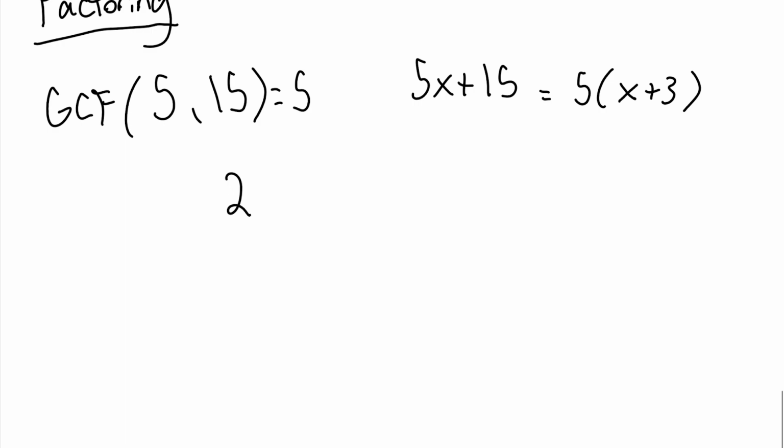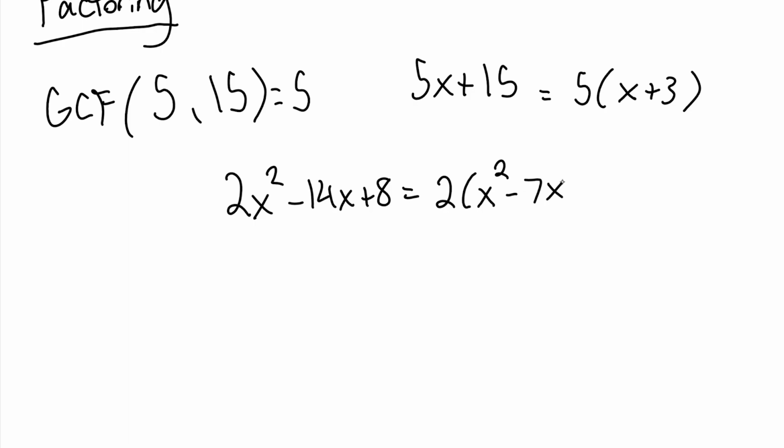So if we have something like 2x squared minus 14x plus 8, for example, every term in this polynomial is divisible by 2. So we'd say the greatest common factor is 2, and we pull a 2 out of everything. So we'd have 2 times x squared minus 7x plus 4. Okay, so we're dividing each term by 2, and we're bringing that 2 out in front.